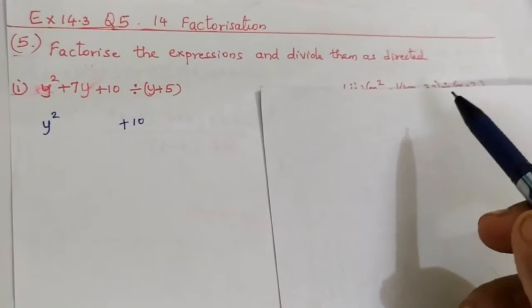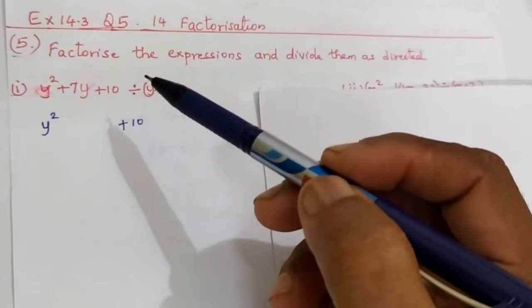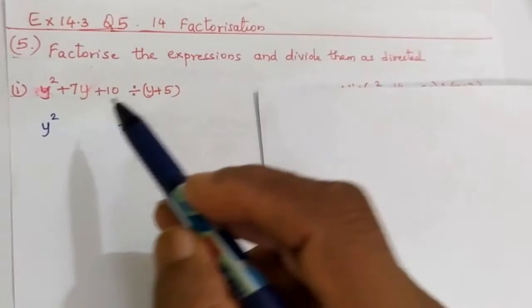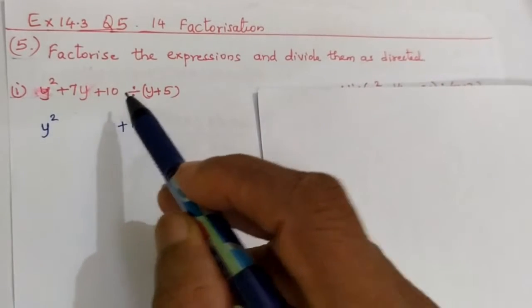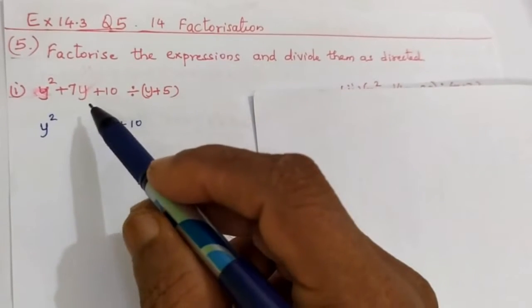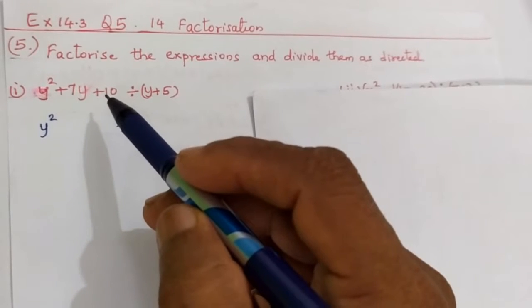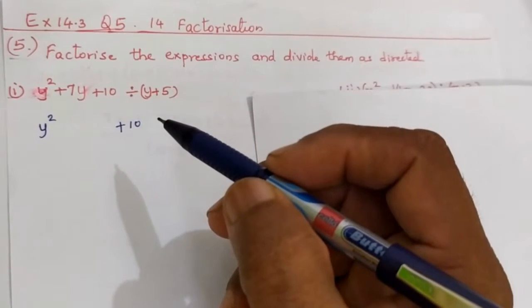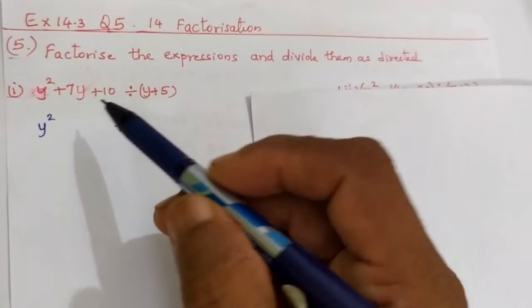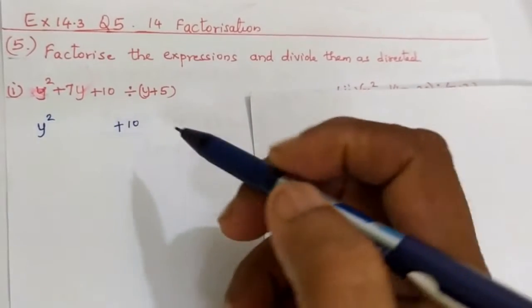Factorize the following expression and divide them as directed. Exercise 14.3, the fifth problem: y square plus 7y plus 10. This type of expression we had done in exercise 14.2, the fifth problem. We have to split the middle term.